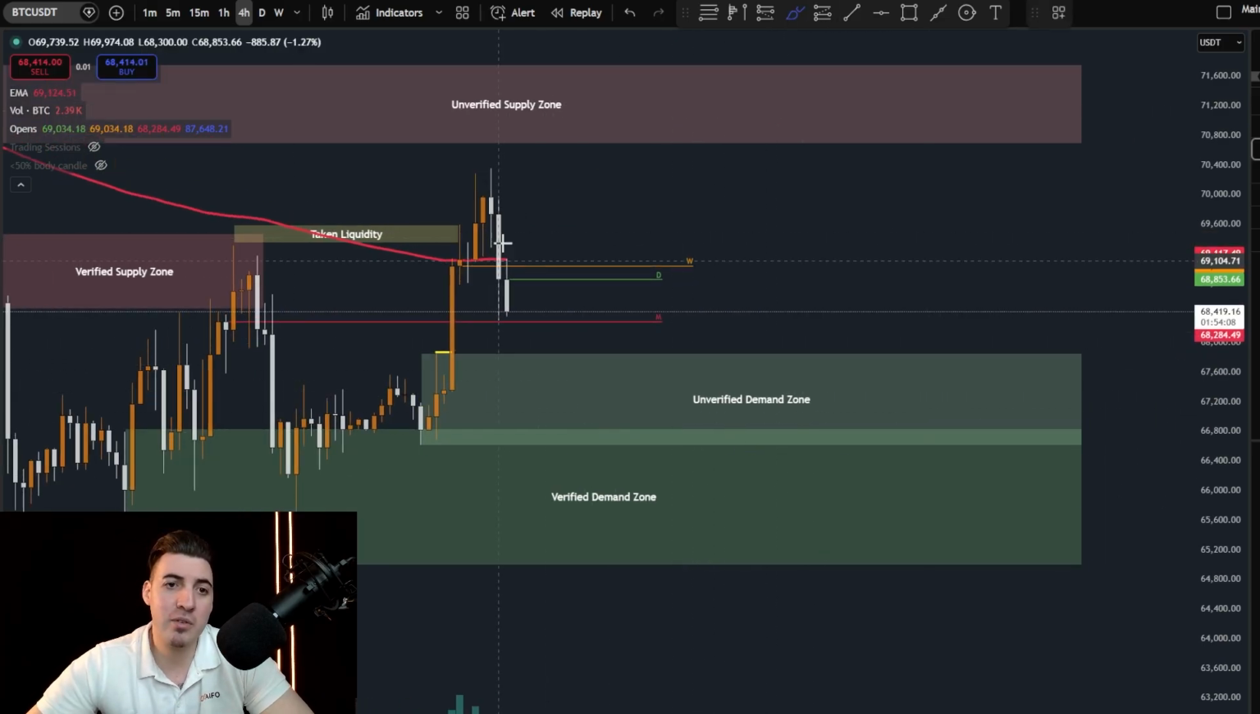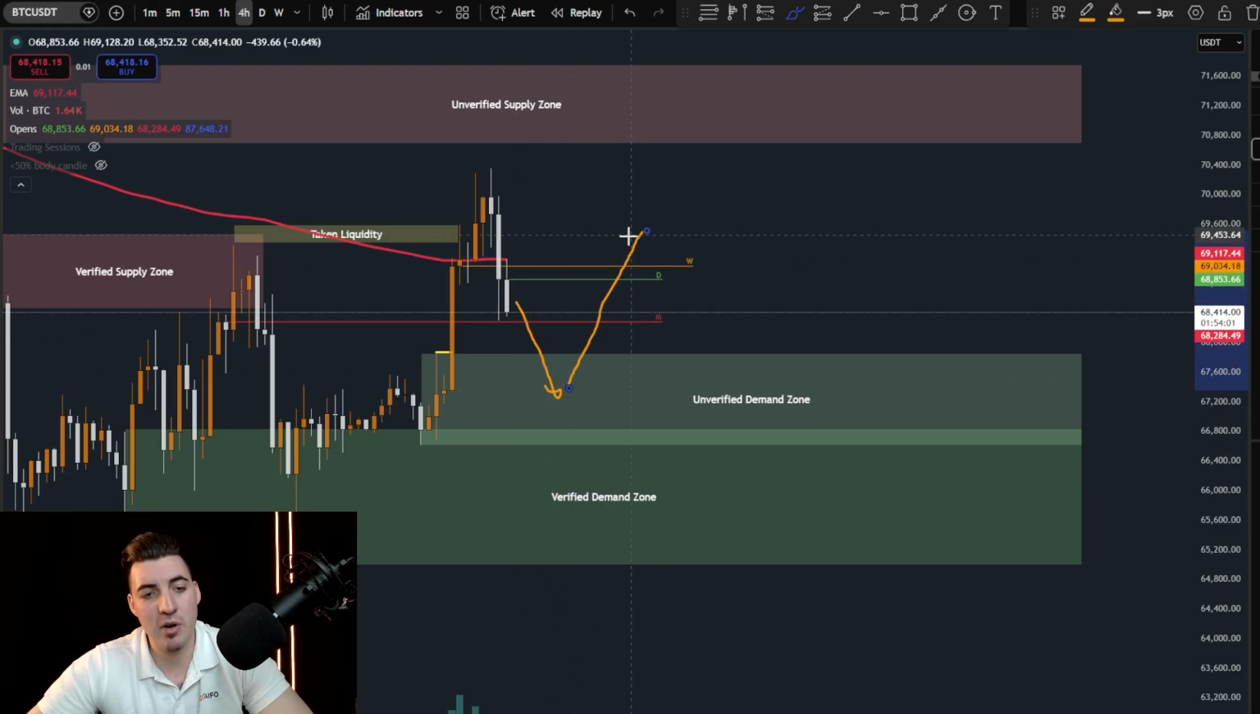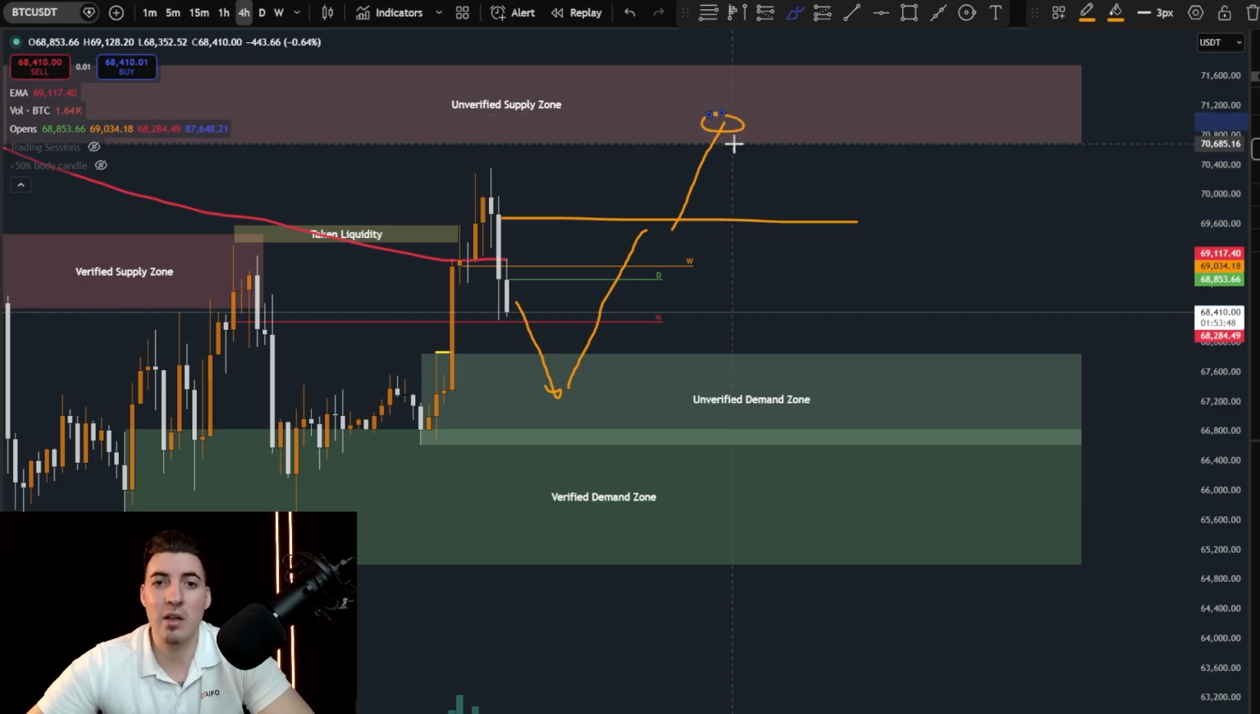So what we're likely going to see today is that the price might re-enter this unverified demand zone. It may then come back up. It might try and grab some lower time frame liquidity that is resting around these areas. I mean, it could go a little bit higher, but we're likely not going to see the BTC reverse anytime soon. And then once the price comes back up, I think we're going to then drop back down.